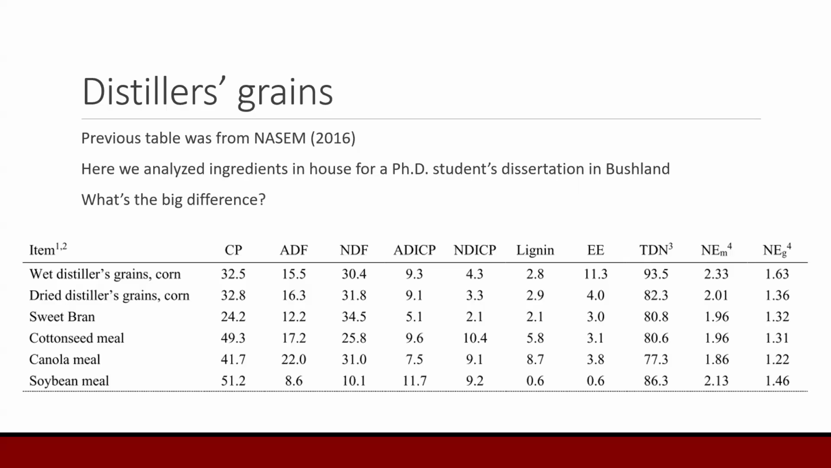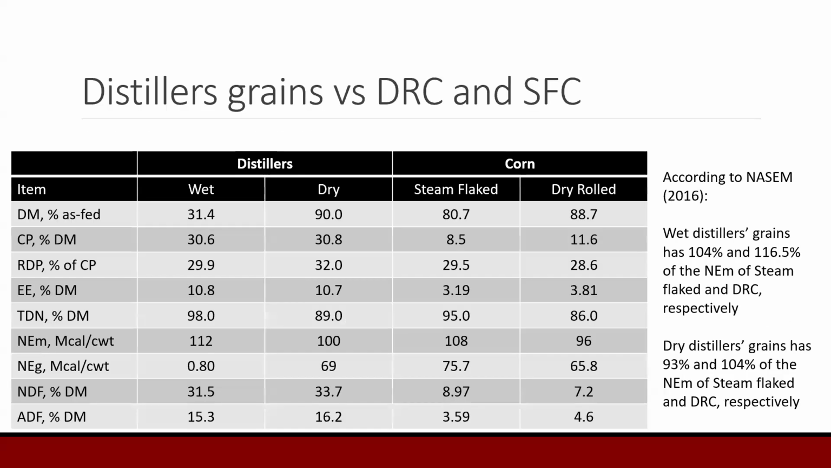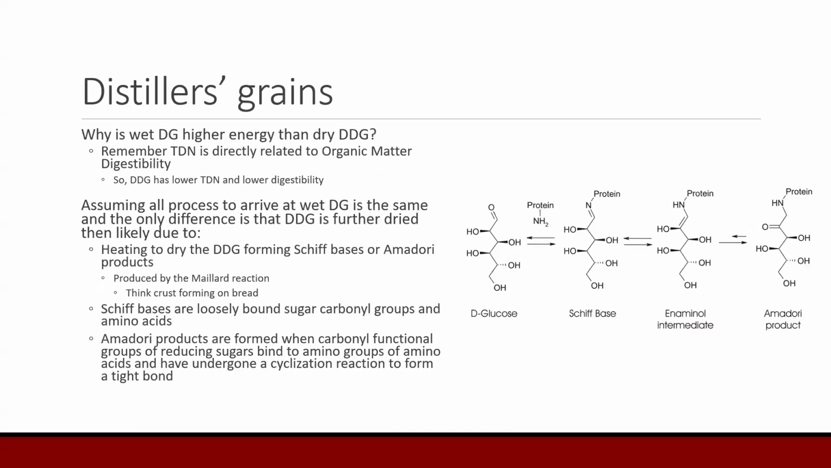Okay, the TDN value of wet distillers grains was 93.5. For dry distillers grains was 92. Okay, so that change in TDN was being largely driven by that dry distillers grains having less fat. Okay. So we saw a 93.5 TDN for wet distillers grains, 82.3 for dry distillers grains, compared to the tabular values of 98 and 89. Okay.